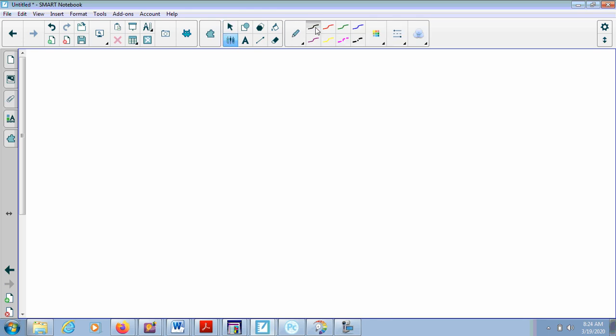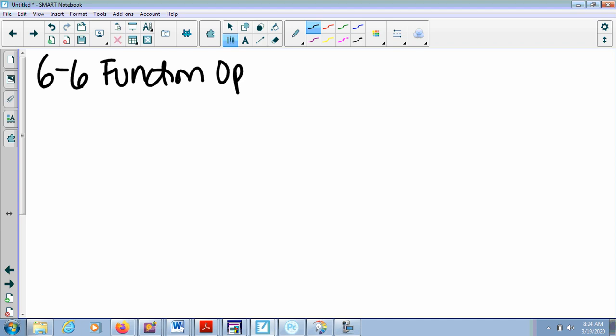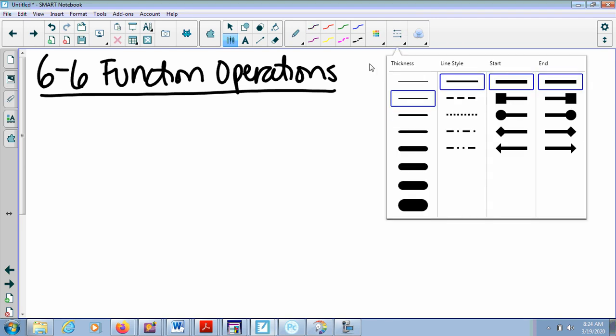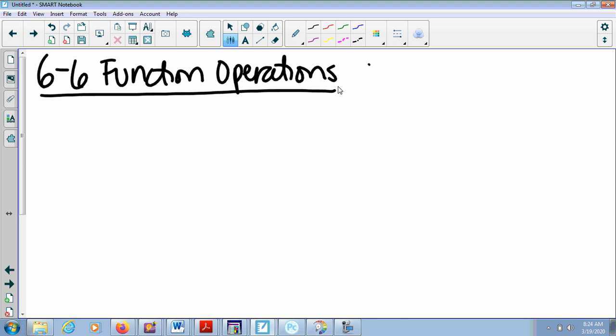Okay, it didn't work. So this is 6.6, function operations. I was hoping we would have gotten to this before the ACT, but we just didn't quite make it. We were about a week late, because this stuff normally shows up on there. Function operations just means we're performing operations on functions. And operations are adding, subtracting, multiplying, and dividing.